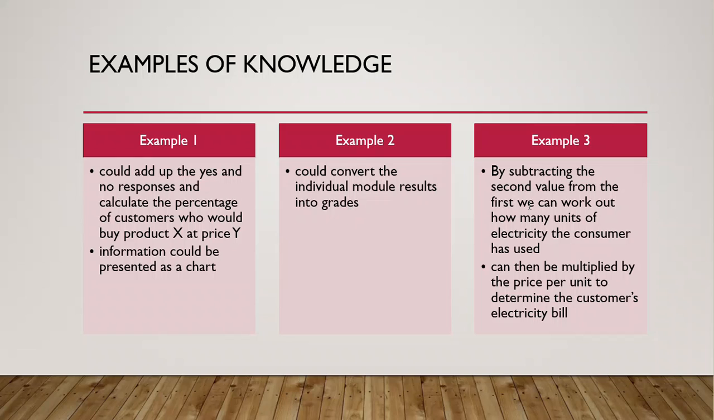And for example 3, the electricity bill. By subtracting the second value from the first, we can work out how many units of electricity the consumer has used, then that can be multiplied by the price per unit to determine the customer's electricity bill. So from the electricity bill, from the units used, we can multiply to get how much payment needs to be made. Okay, so you can see that from raw data we add context, it will turn into information, and from information it becomes knowledge, which allows certain decisions to be made by the respective person.